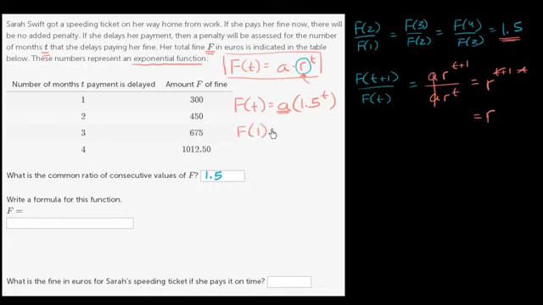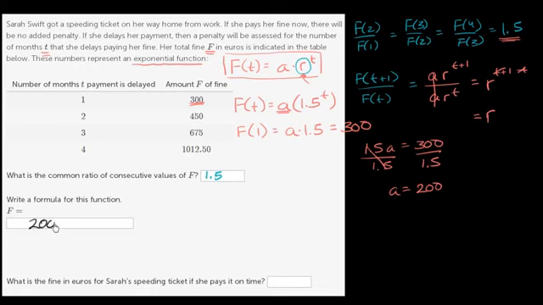F of 1 is equal to a times 1.5 to the first power, or a times 1.5, and that is going to be equal to 300. So another way of writing this is we could say 1.5 times a is equal to 300. Divide both sides by 1.5, and we get a is equal to 200. And so our formula for our function is going to be 200, that's our a, times 1.5 to the t power.